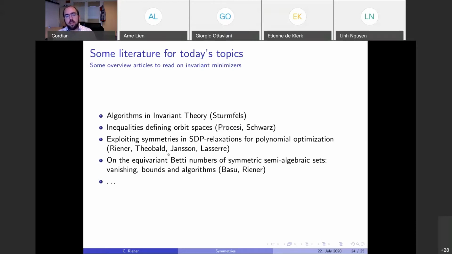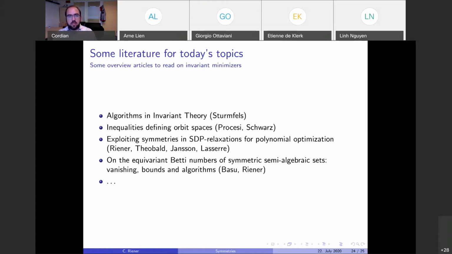And I gave you, as a small taste at the end, this picture: equivariant Betti numbers. So this is exactly meaning we calculate the Betti numbers up to symmetry of symmetric semi-algebraic sets, and all the results, and a little bit more that I briefly discussed in the end, are in this paper here.